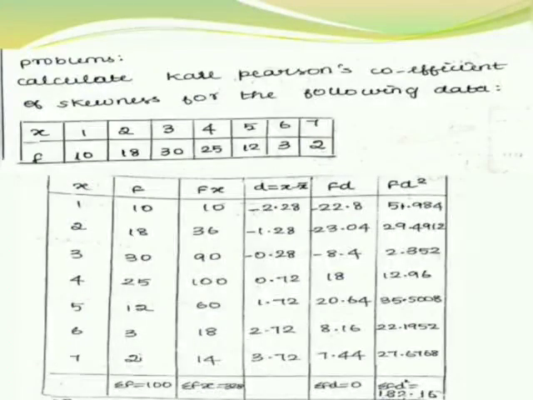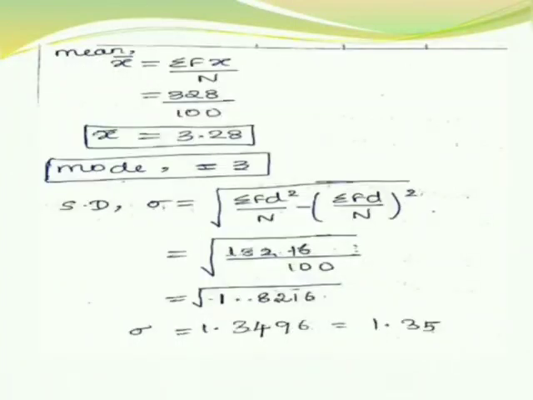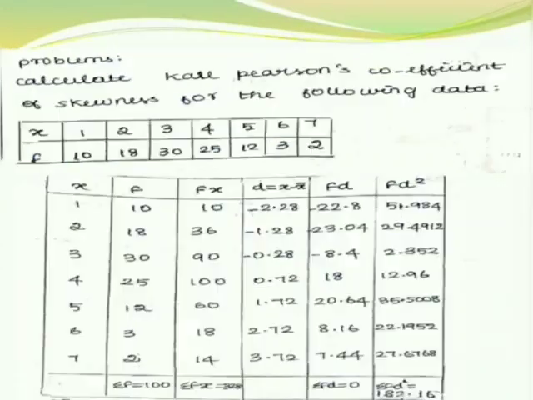Our first column is the given x values and the second column is frequencies. In the third column we find fx by multiplying frequency into the given x values. You will get the fx values, and then you add all the fx. You will get summation fx equal to 328, and if you add all the frequencies, you will get summation f equal to 100. Now substitute into the mean formula, x bar equal to summation fx divided by n, which is 328 divided by 100 equal to 3.28, which is your mean value.